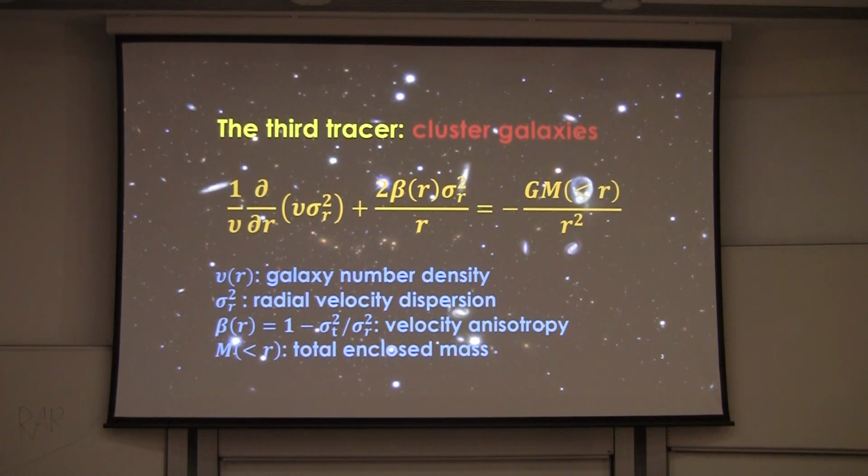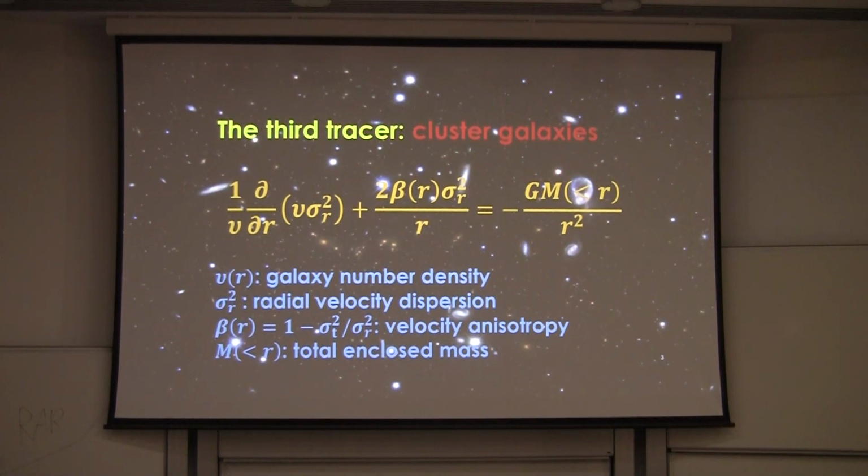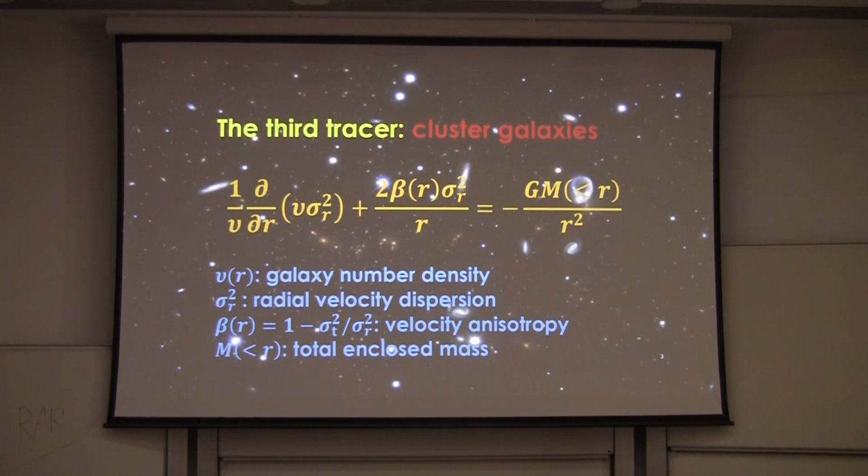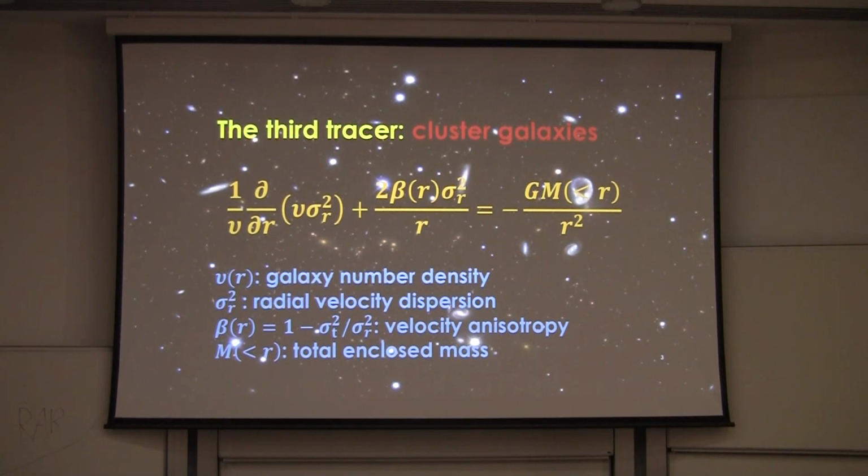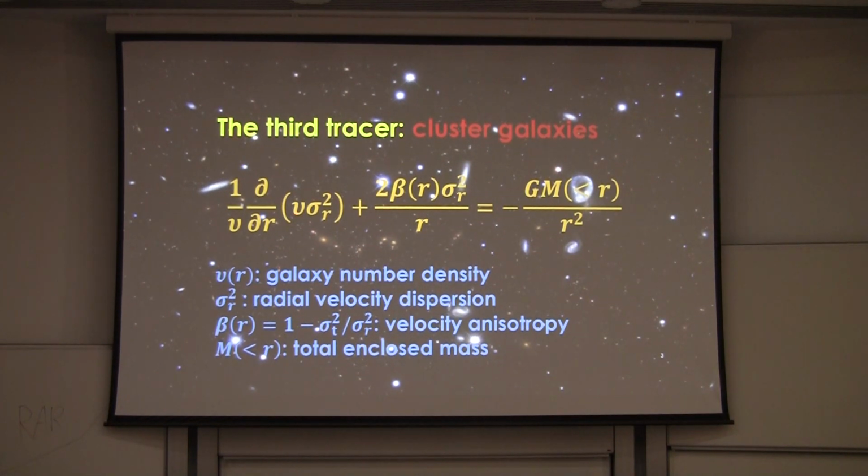The central equation for this method is the Jeans equation. We treat cluster galaxies as the tracers. Here nu is the tracer density, basically the cluster galaxy number density, sigma_r is the radial velocity dispersion, and the beta parameter quantifies the velocity anisotropy. What we want to measure is the total mass M. If we know the galaxy distributions, so we know the velocity dispersion and the number density distribution, then using this equation we can derive the total mass. Certainly, we assume the galaxies are in dynamical equilibrium with the whole galaxy cluster. Keep that in mind, we'll get back to that.